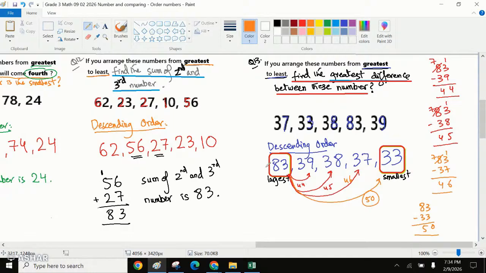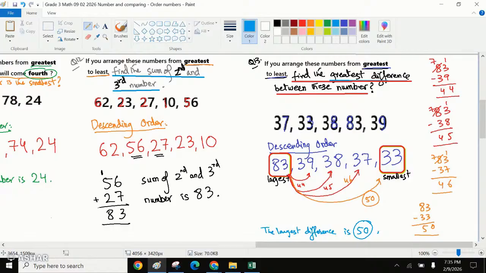See, the difference between 83 and 39 was 44. 83 and 38 was 45. 83 and 37 was 46. But the difference between 83 and 33 was 50, right? So which is the biggest difference? The largest difference is 50, right? Agreed.